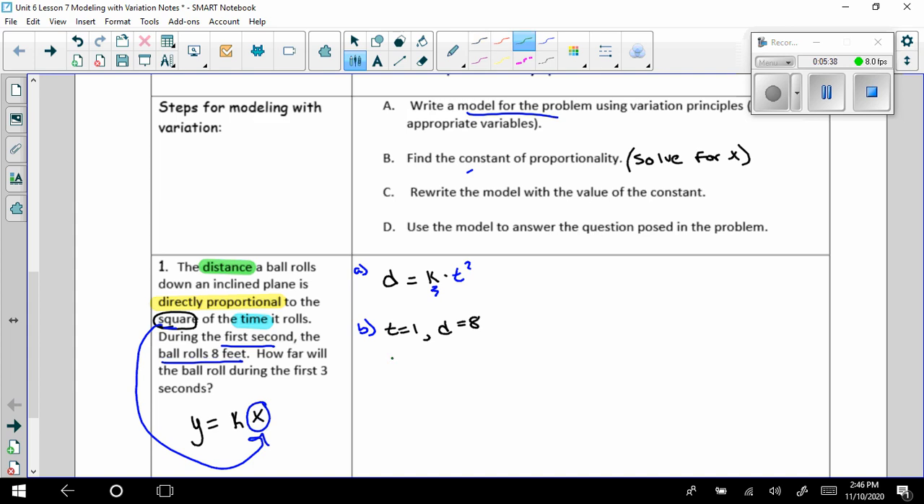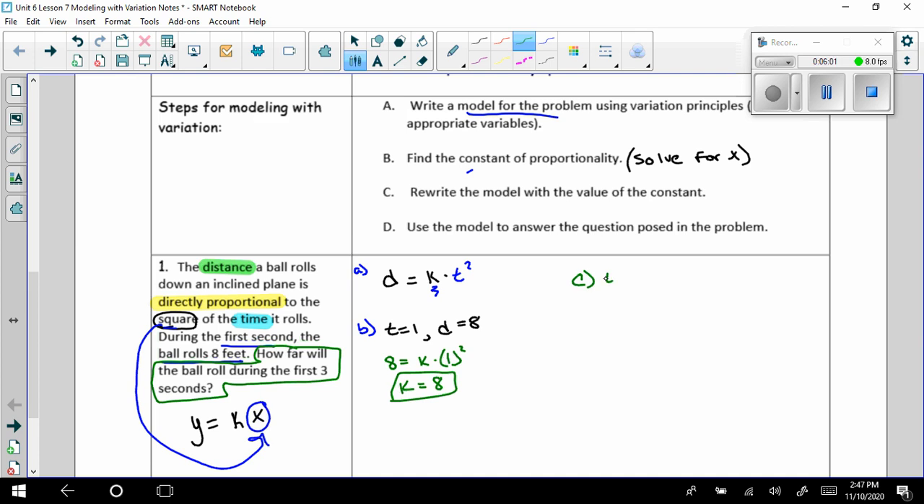All right, so 8 is equal to k times 1 squared. Well, 1 squared is 1. Divide that over. K will be equal to 8. This is true continuously. All right, so then we can go in and say, okay, well then how far does the ball roll during the first 3 seconds?